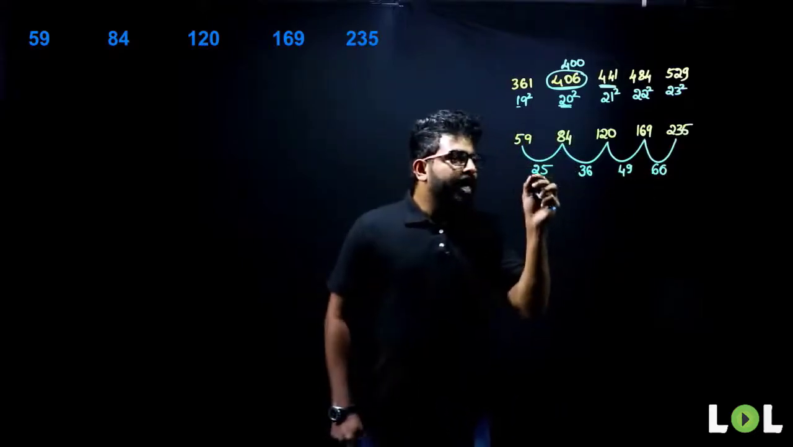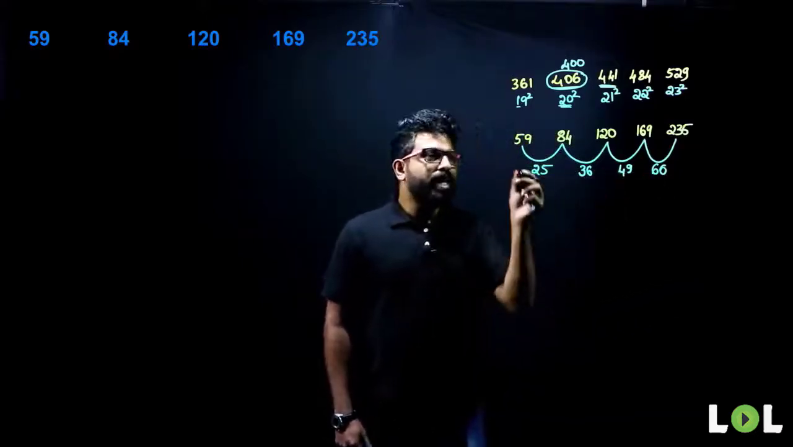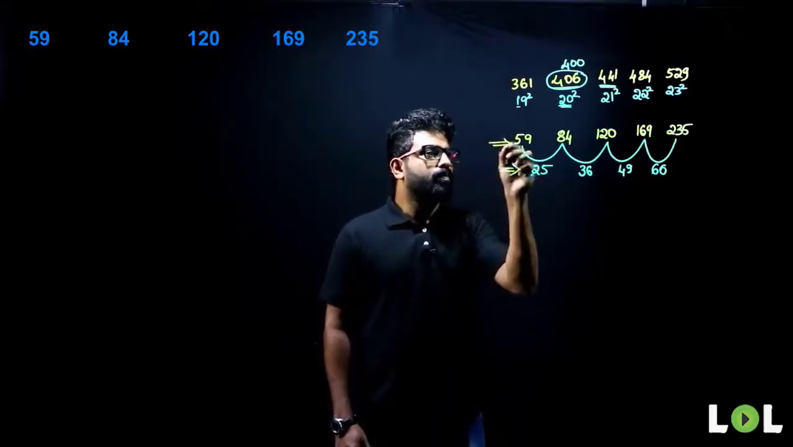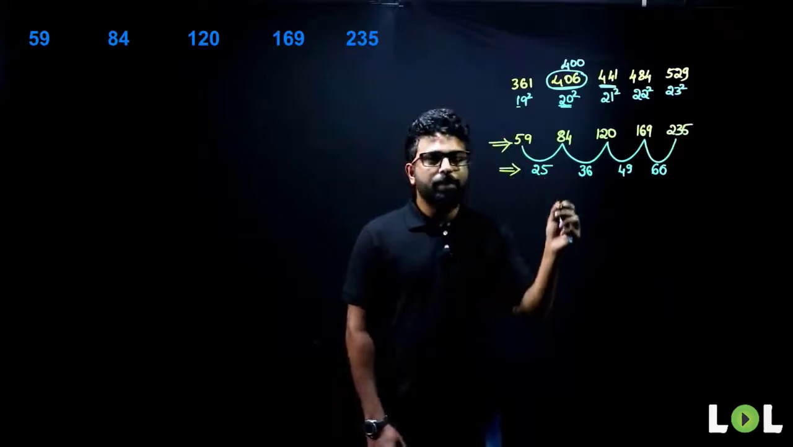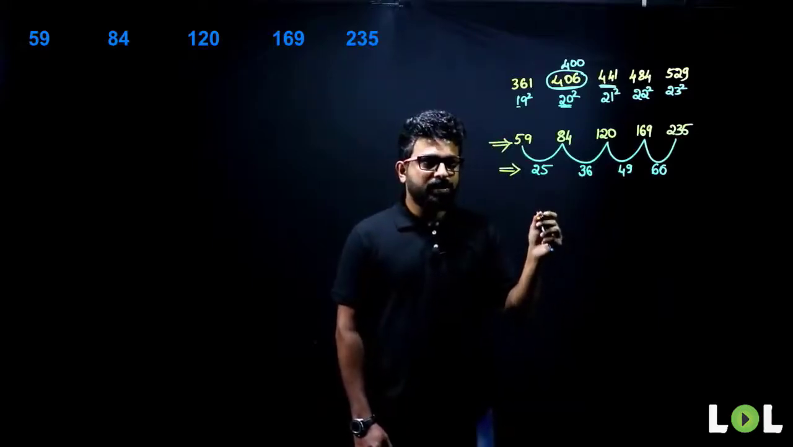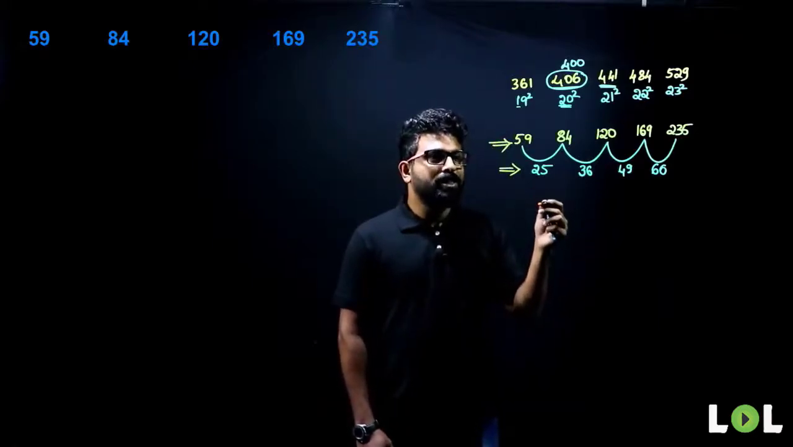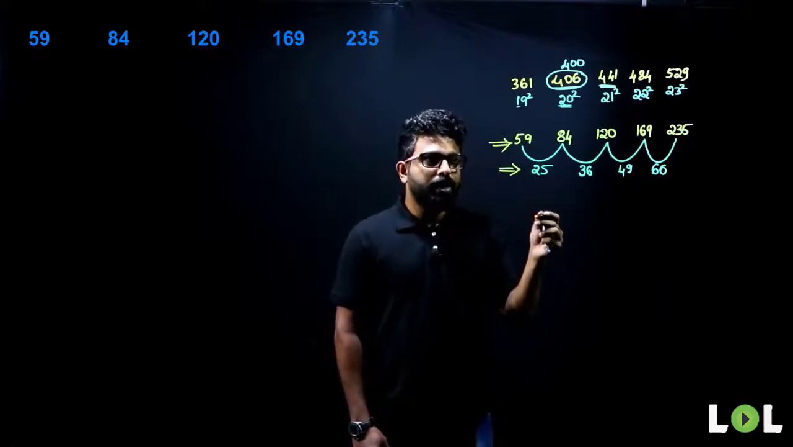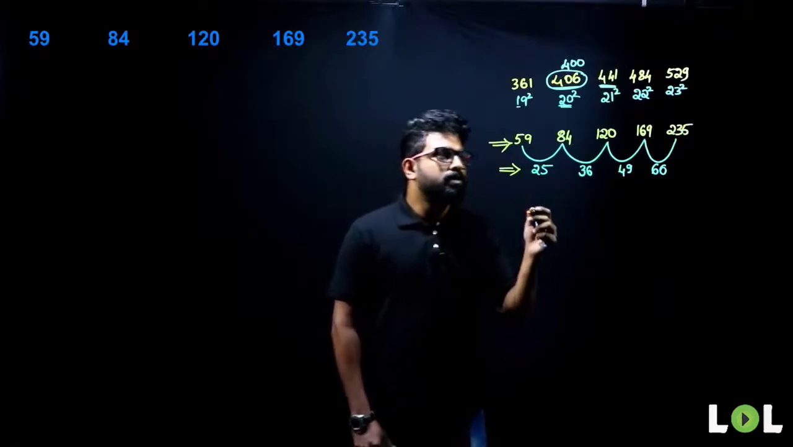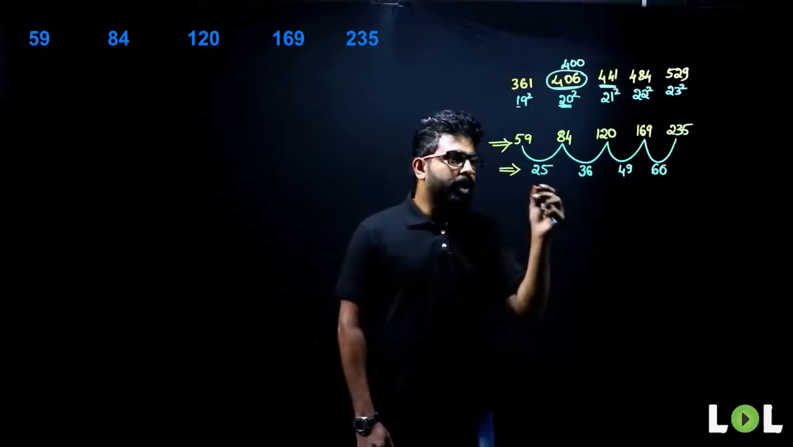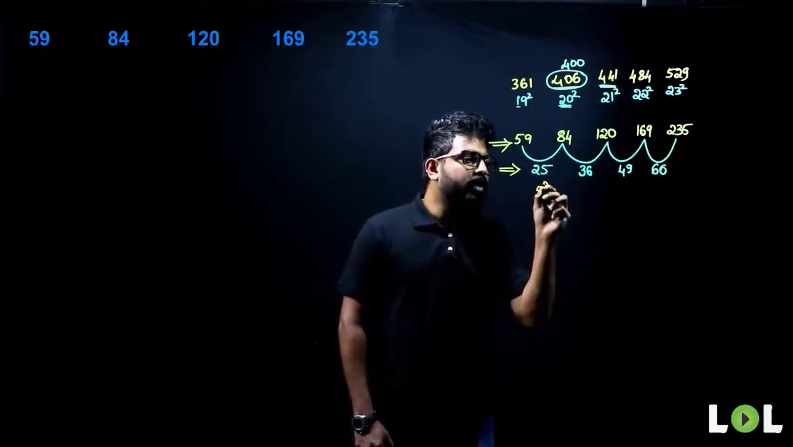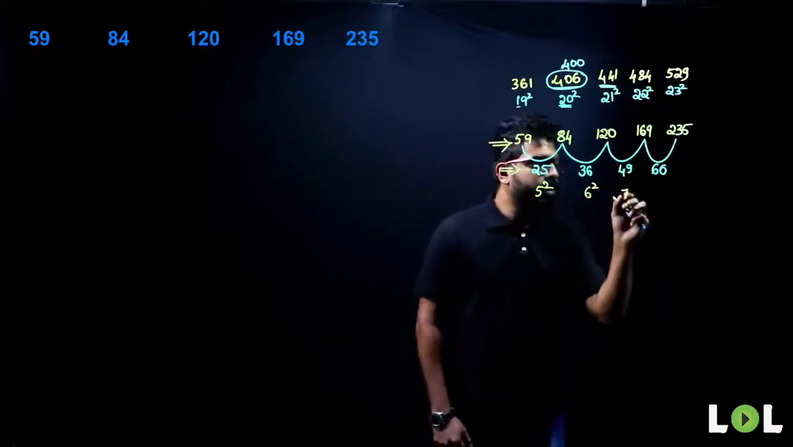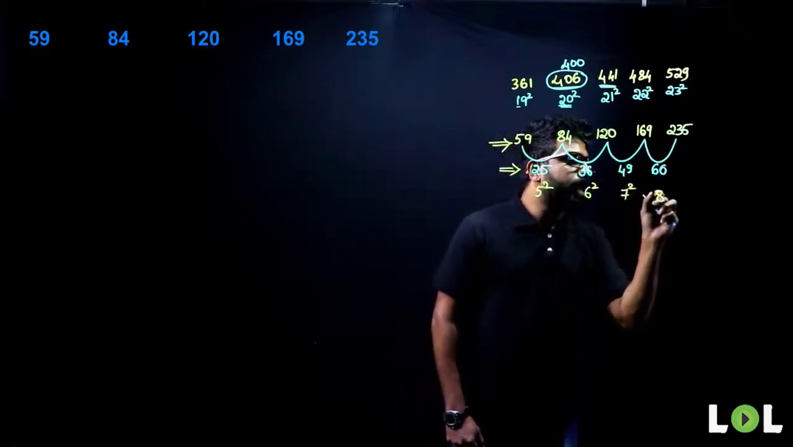So do you find any logic looking at this series? Do you find any logic here, people? Yes, sir. Then what's the logic there? What's the logic? Very good. Squares. Very good. This is nothing but 5 square. This 36 is 6 square. 49 is 7 square. So this must be 8 square.